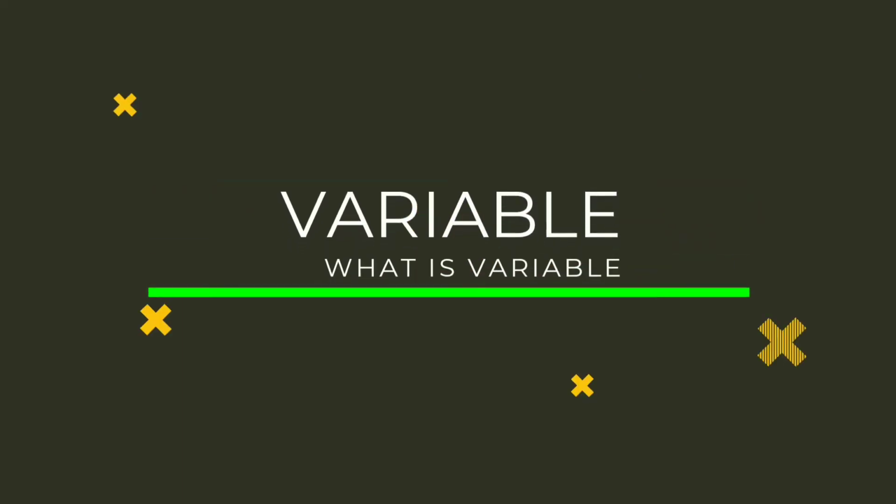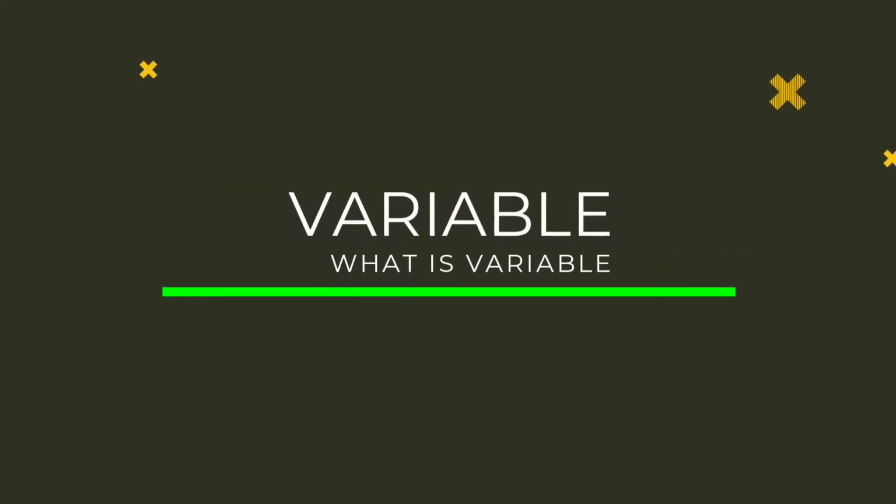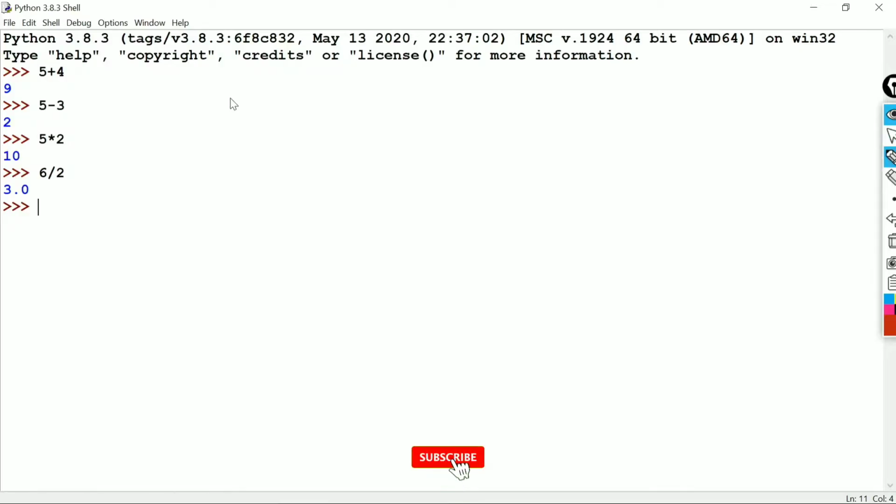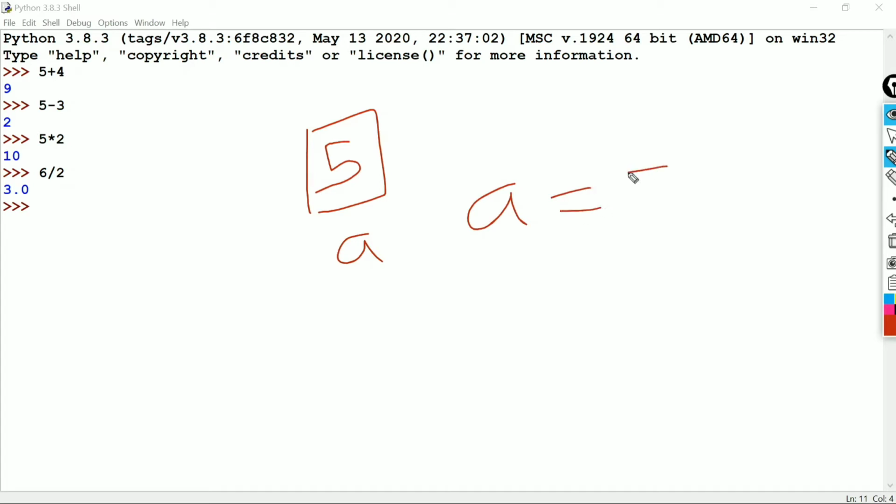So, what is a variable? Variables are used to store information or values to be referenced and used by a program. Let me explain. We can simply call a variable a container or a box. We need to assign a name to our box or container, suppose A, and we put a value 5 inside the box. In Python, we can write it as A equal to 5.